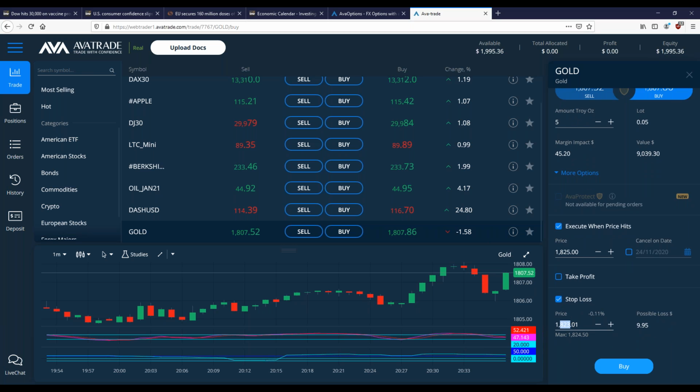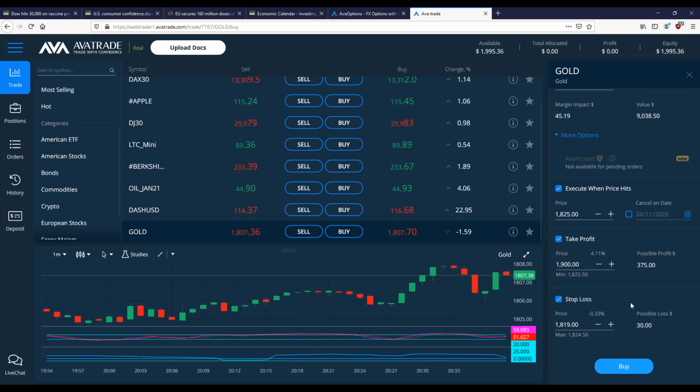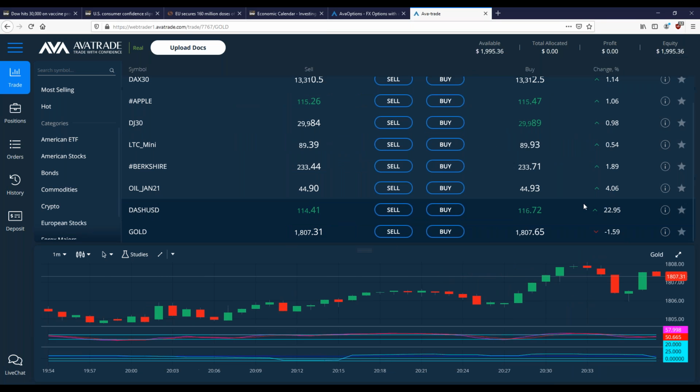If I say, okay, if it breaks through that level, I want to buy. If it drops back down to 1819, I'm out. Okay, I'm only risking $30. My take profit, maybe I think it could go back up to 1900. So I say, okay, take profit, 1900. There we are. I could make 375. I'm risking 30. I could be wrong 10 times and right once, and I would still profit with that type of setup. And that's automatically a buy stop then.